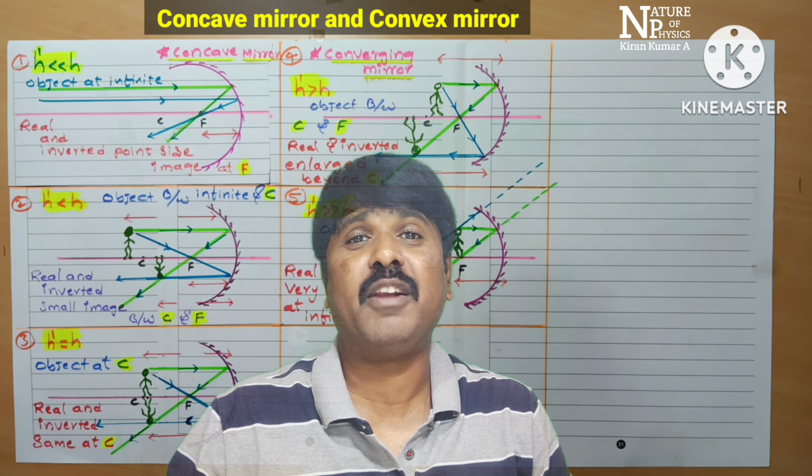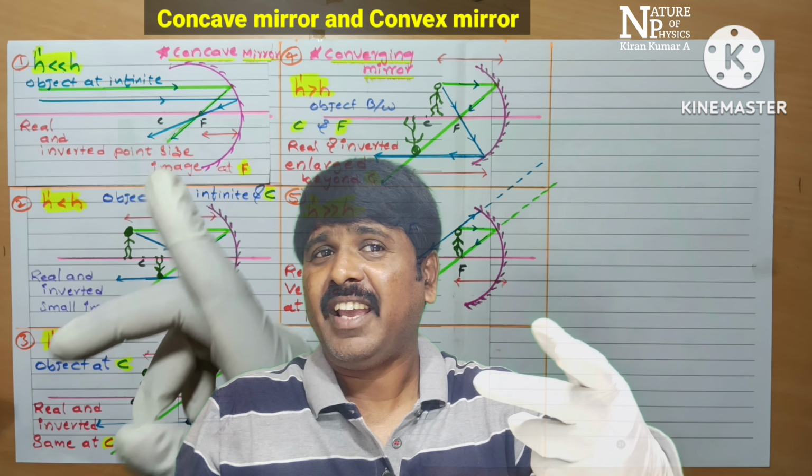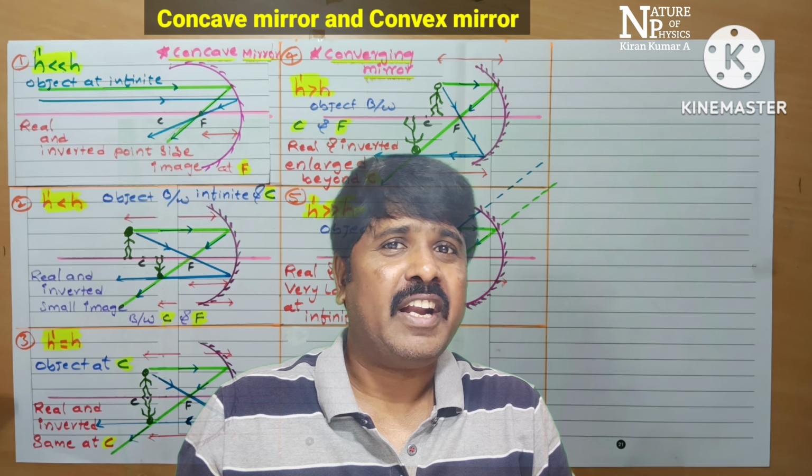Today's topic is spherical mirrors. First, the concave mirror is a converging mirror, and second, the convex mirror is a diverging mirror.